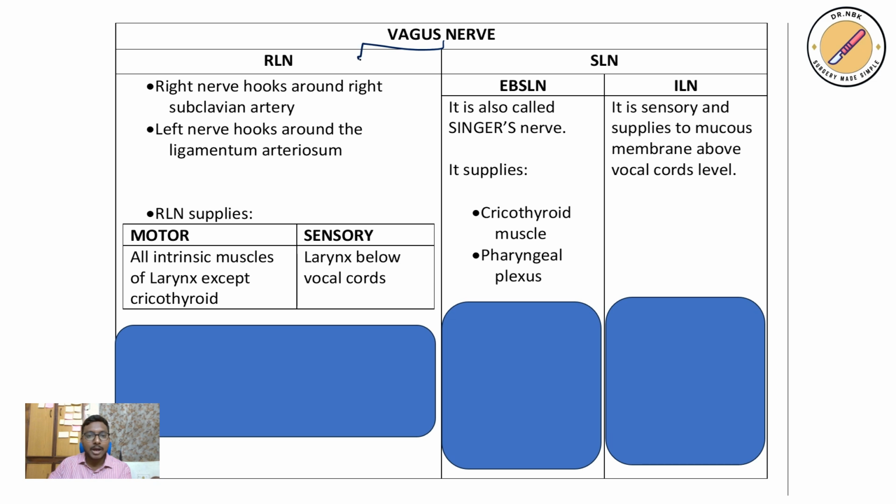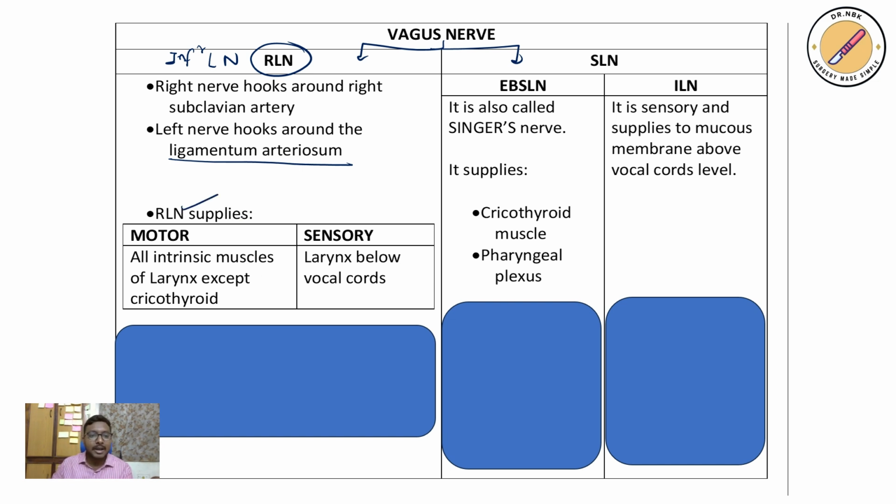Next. This is very important to understand. Vagus nerve will be having two parts: one is recurrent laryngeal nerve and the other is superior laryngeal nerve. This recurrent laryngeal nerve is also called inferior laryngeal nerve. Okay. Now on the right side, it will descend down, hook around the right subclavian artery, and travel in a retrograde fashion to supply the muscles of vocal cords. Whereas on the left side, it will descend a little bit down and hook around the ligamentum arteriosum at the level of arch of aorta. Then it takes a turn again in the tracheoesophageal groove, and it will travel and supply the muscles of vocal cord.